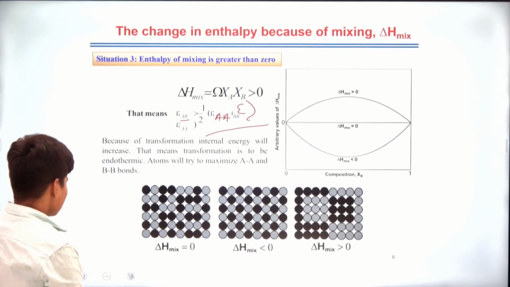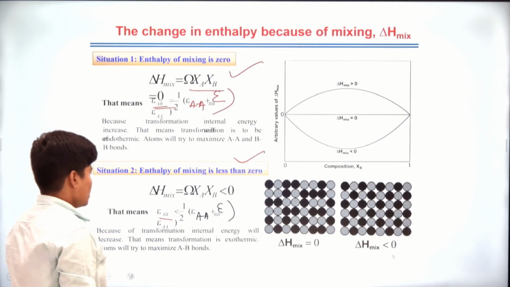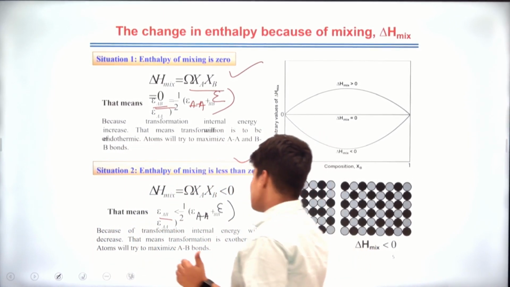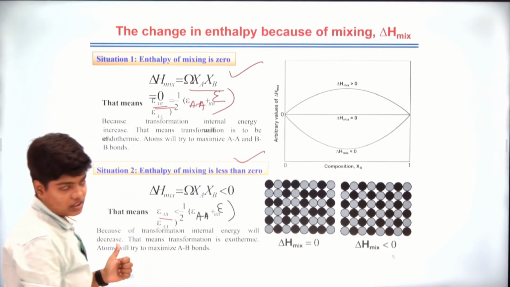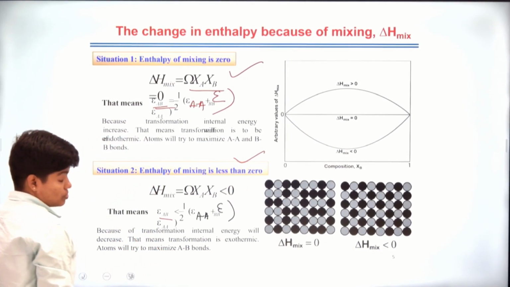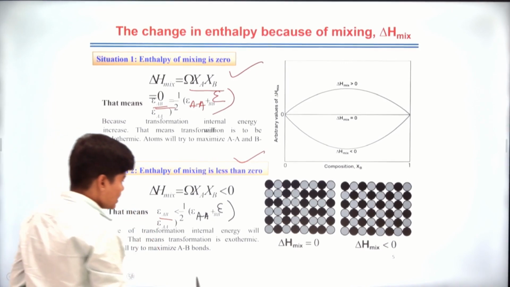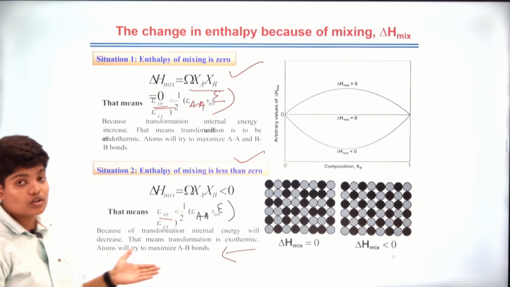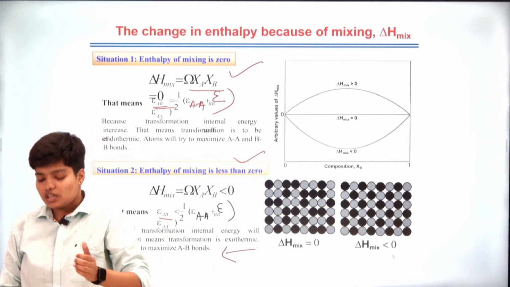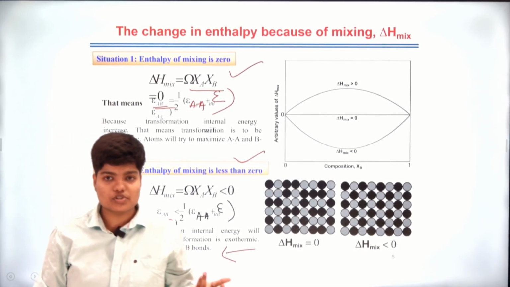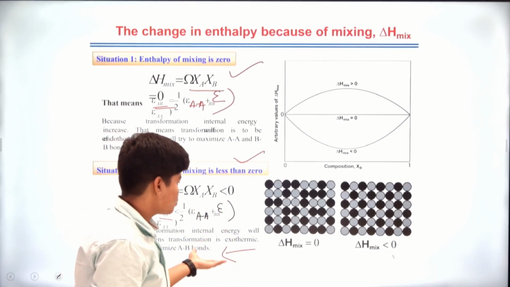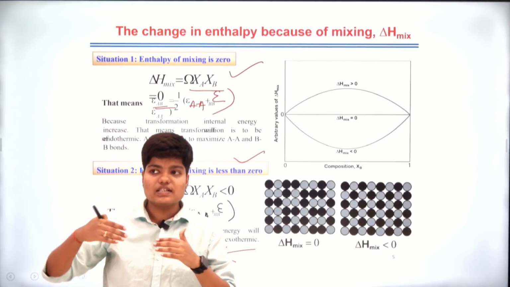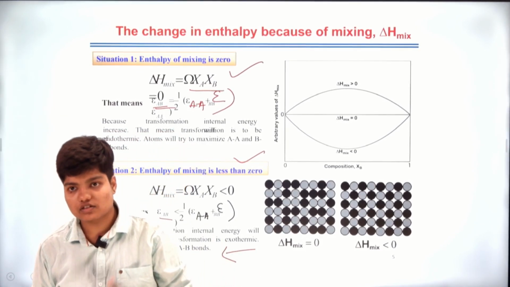These situations tell us whether the transformation is exothermic or endothermic. If the ΔH mix is less than 0, meaning the bond energy of AB is less than that of AA and BB, it will be easy to form. The transformation is getting easy, meaning this is an exothermic process. ΔH mix less than 0 means some energy will be released to the surroundings. The reaction is spontaneous.